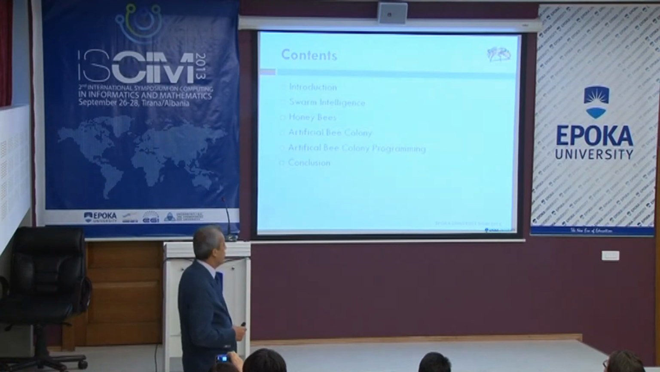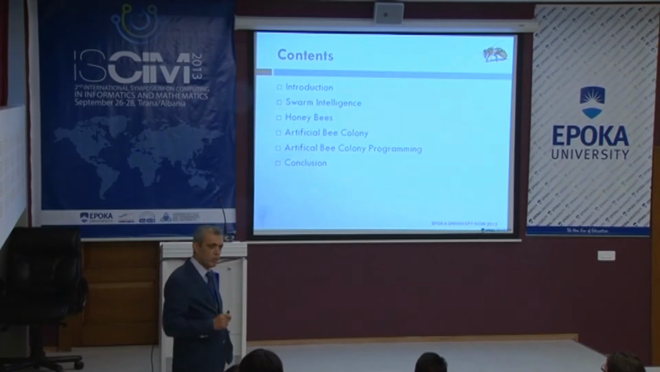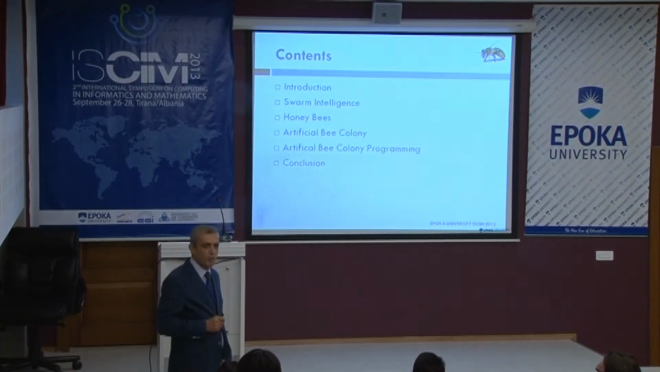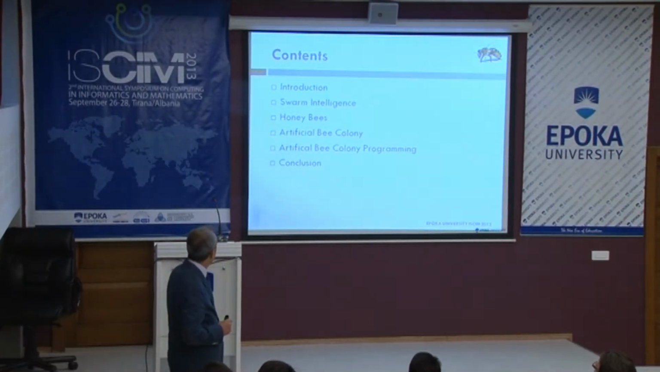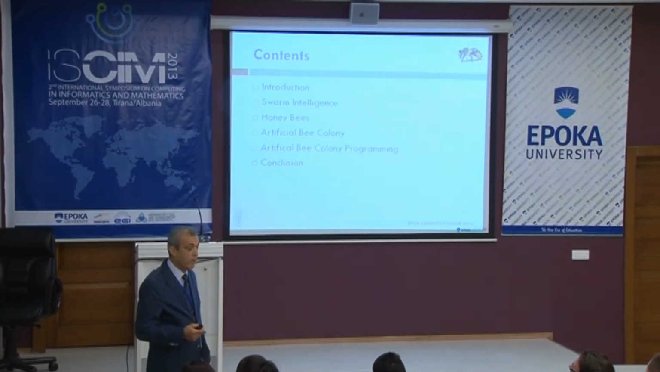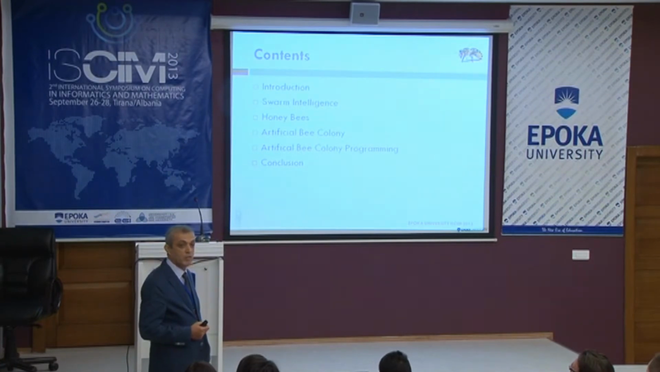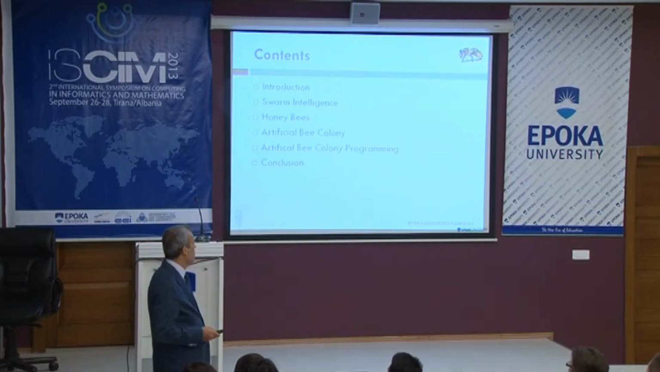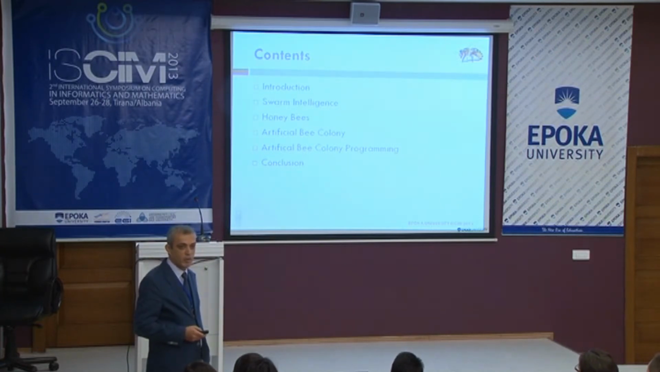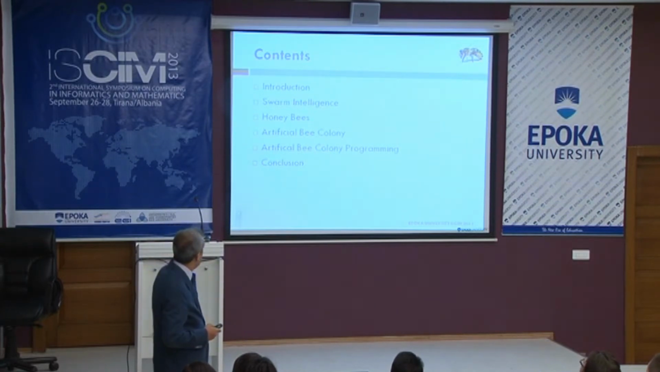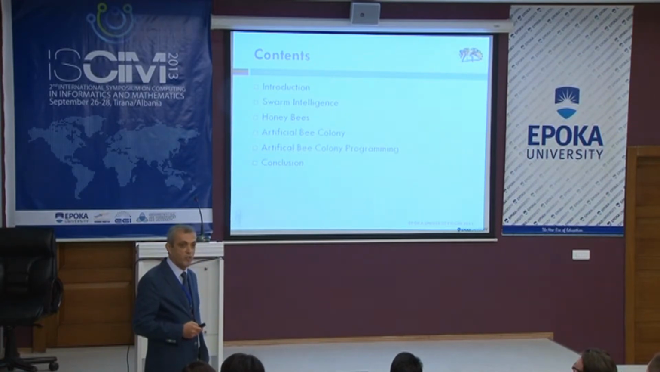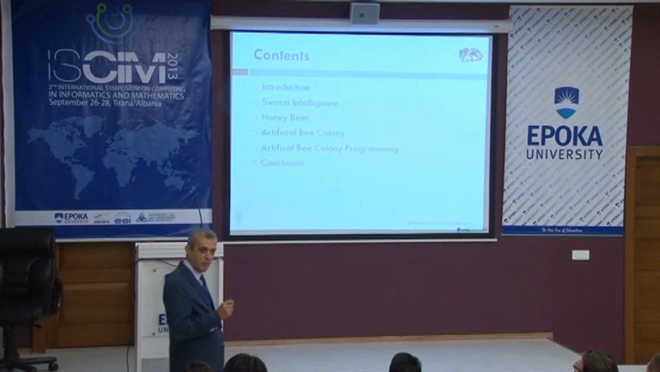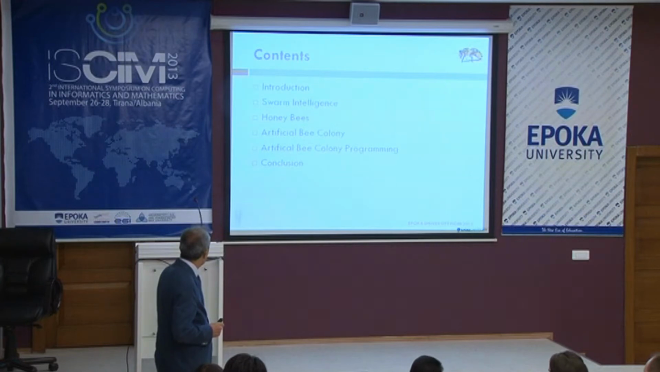The contents of the presentation include these subtitles. First, I'm going to give basic definitions related to optimization methods, and so on. After that, swarm intelligence. What's a swarm? Swarm intelligence. We will describe these concepts. After that, honeybees, real honeybees, how they behave and how they are intelligent, and the artificial bee colony algorithm. I introduced this algorithm to the literature in 2005. And artificial bee colony programming, this is another important variant of artificial bee colony. Last year, I think, the first journal article was published in an important journal. And of course, finally, the conclusion.